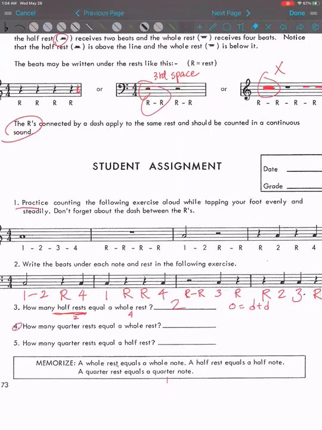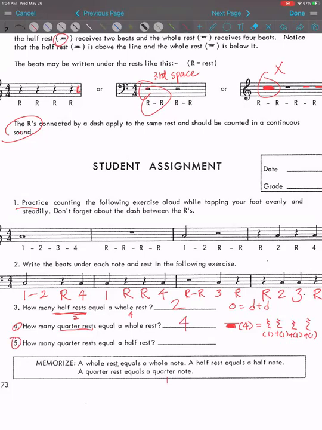Number 4: how many quarter rests equal a whole rest? It doesn't matter if you say whole or whole rest, but this time I'm going to use whole rest. So a whole rest like this, which has 4 beats, equals how many quarter rests? So 1 plus 1 plus 1 plus 1, 4 times. So the answer will be 4.